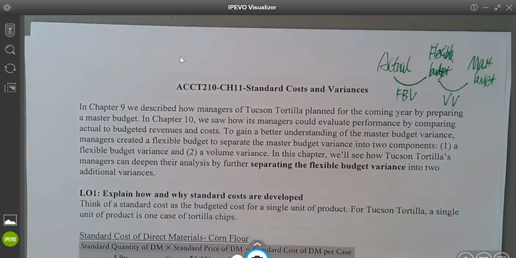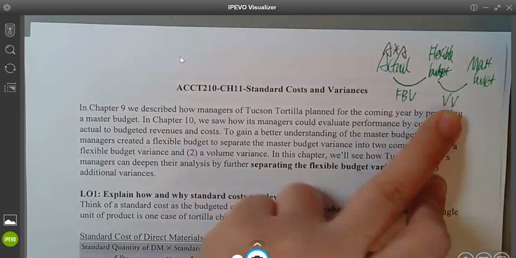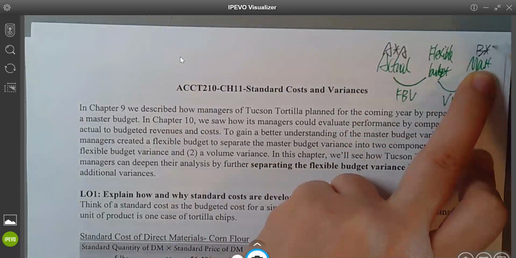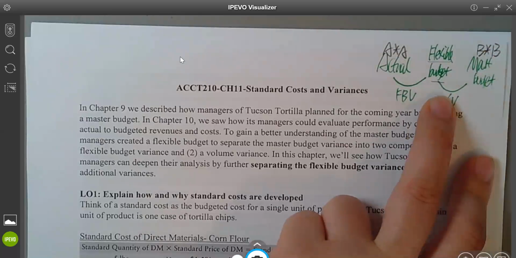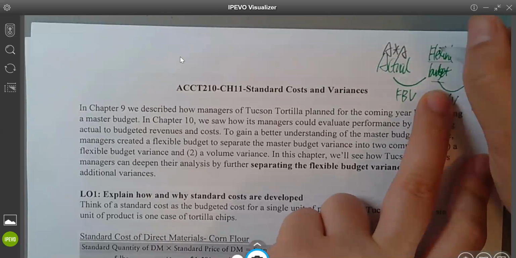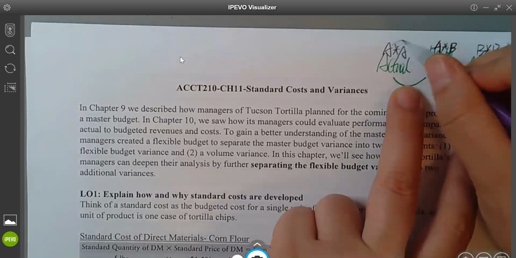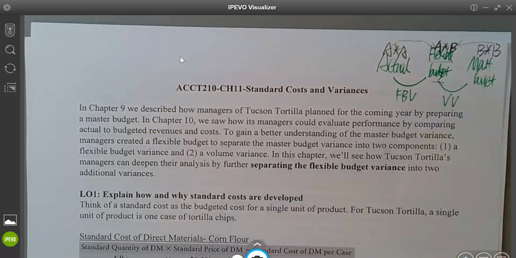We said everything you can break down into 2 parts. The actual, you can break down to actual units times the actual price. The master budget, you can break down to budgeted units times your budgeted price. The flexible budget is in the middle. It's like a hybrid concept. It takes your actual units but times the budgeted price. Okay, so that's our flexible budget.